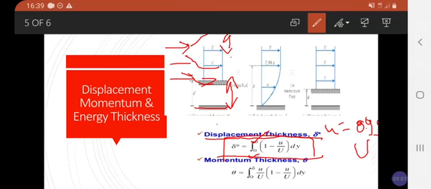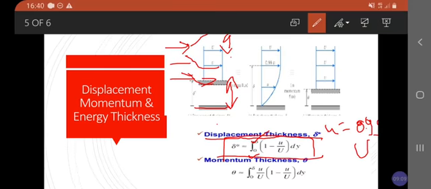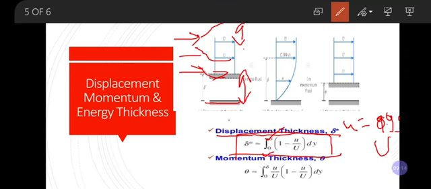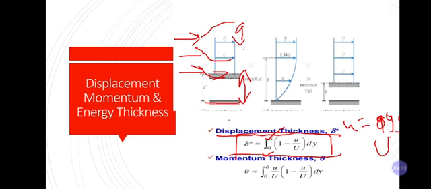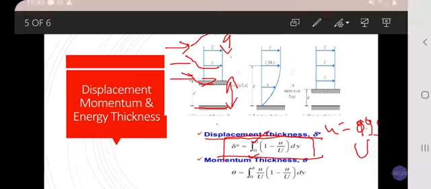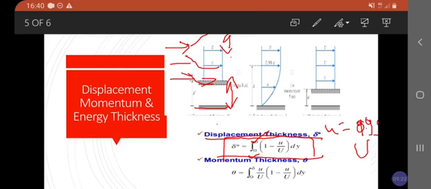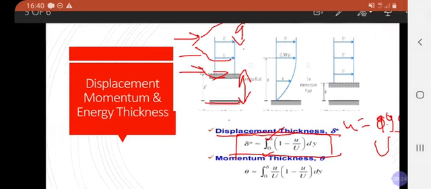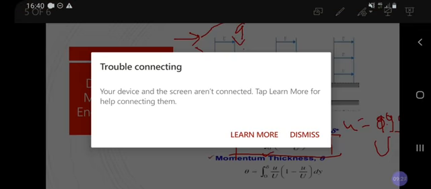Just a minute. It is denoted as 0.99 into capital U. Sorry for the interruption.